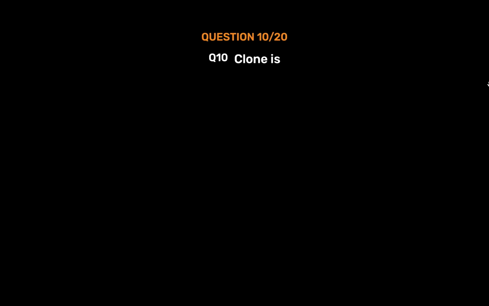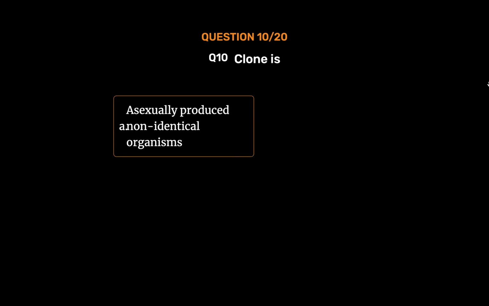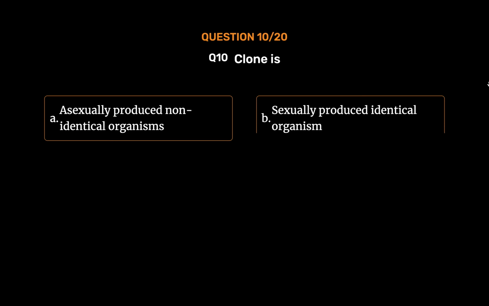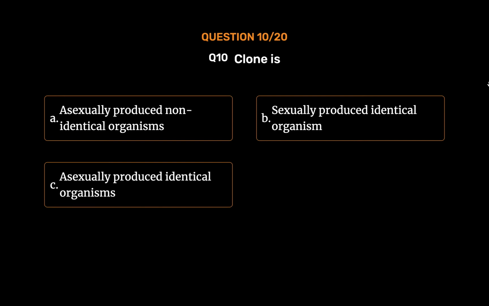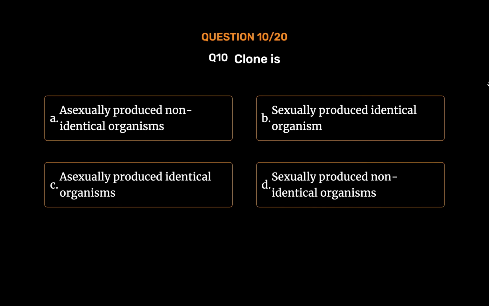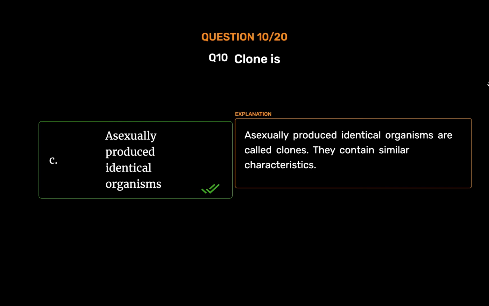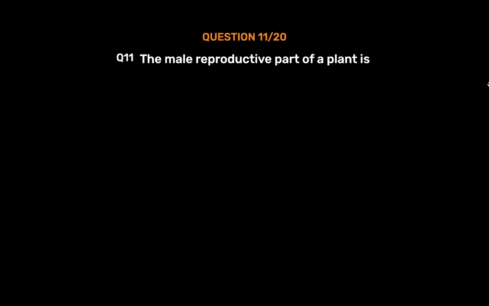Question number 10. Clone is: Option A, asexually produced non-identical organisms. Option B, sexually produced identical organisms. Option C, asexually produced identical organisms. Option D, sexually produced non-identical organisms. The correct answer is Option C, asexually produced identical organisms. Asexually produced identical organisms are called clones. They contain similar characteristics.